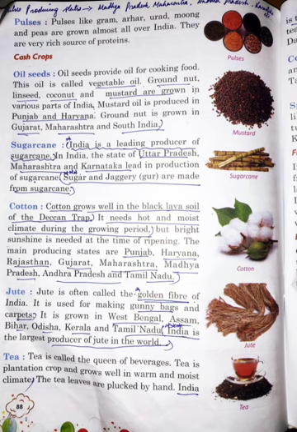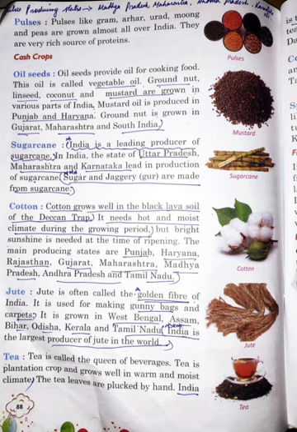Mustard oil is produced in Punjab and Haryana. Groundnut is grown in Gujarat, Maharashtra and South India. Another example of cash crop is sugarcane. India is the leading producer of sugarcane. The states of Uttar Pradesh, Maharashtra and Karnataka lead in production of sugarcane. Sugar and jaggery are made from sugarcane.